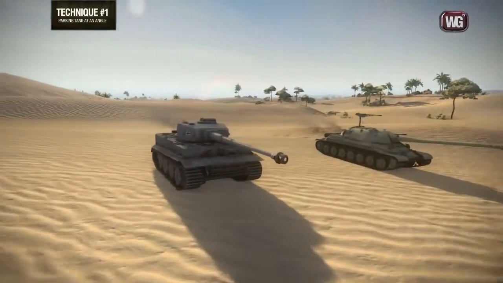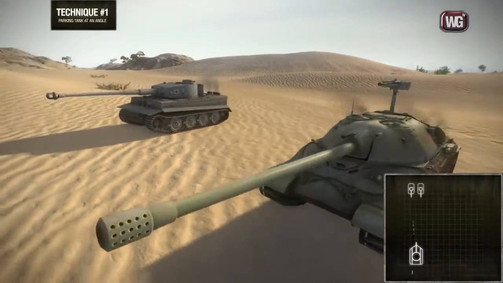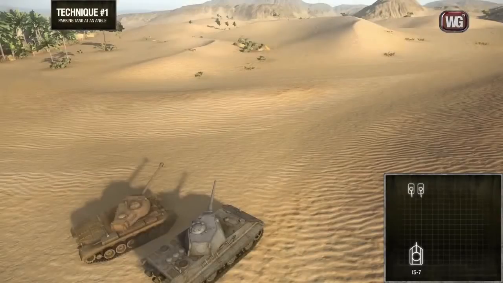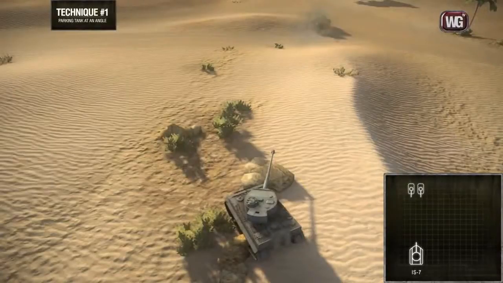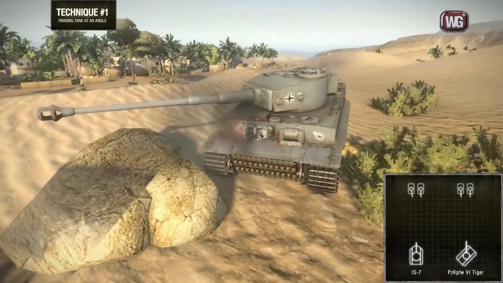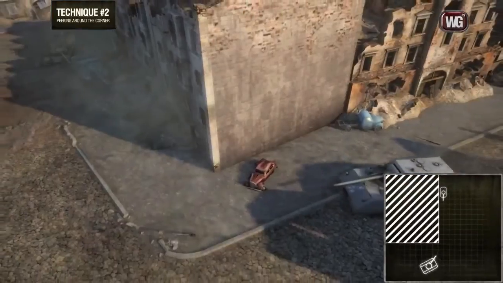Here's an example using 2 well-known vehicles. The Soviet heavy tank IS-7 is armored so heavily in the front and poorly on its sides that it's better to face the enemy head-on than diagonally. On the other hand, the German Panzer VI Tiger is more resistant when parked at an angle due to its massive flat frontal armor. Technique number 2, peeking around the corner.